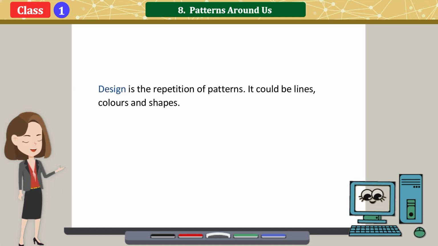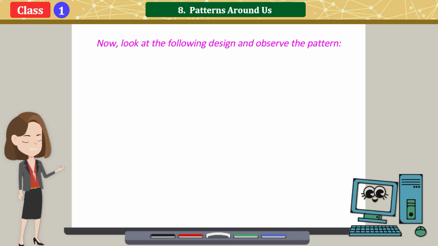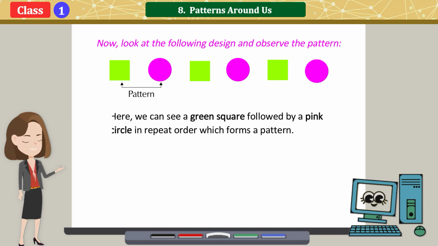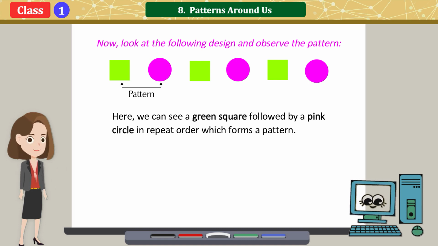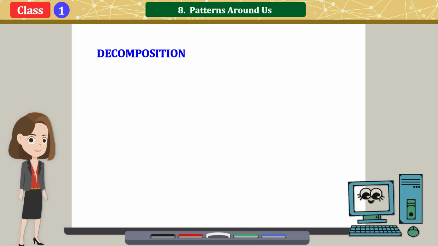Design is the repetition of patterns. It could be lines, colors and shapes. Now, look at the following design and observe the pattern. Here, we can see a green square followed by a pink circle in repeat order which forms a pattern.